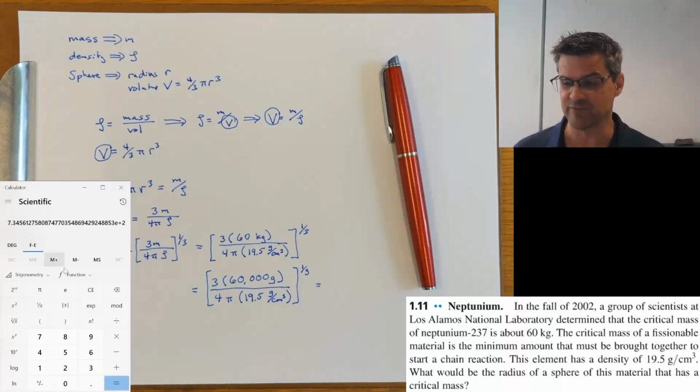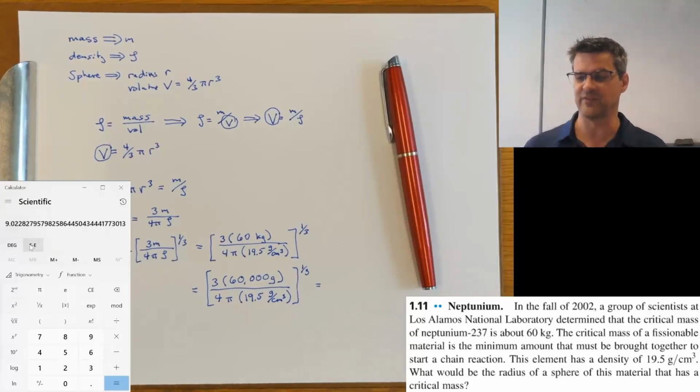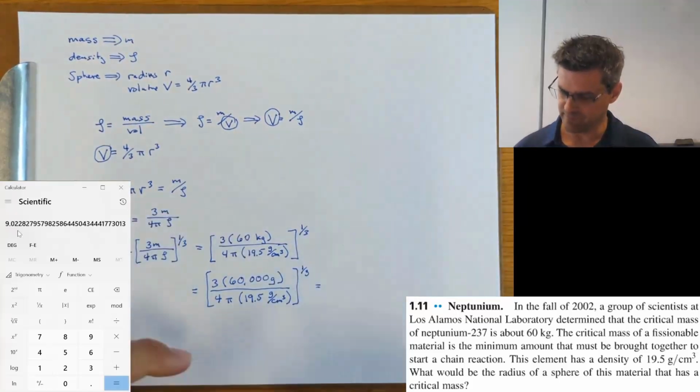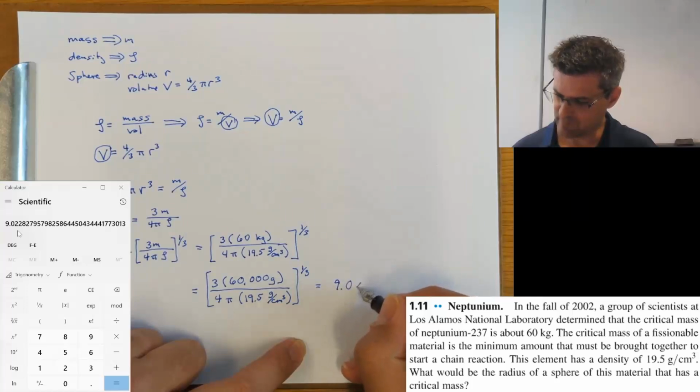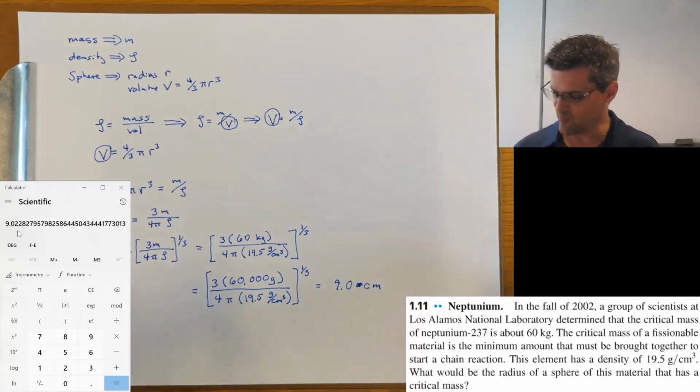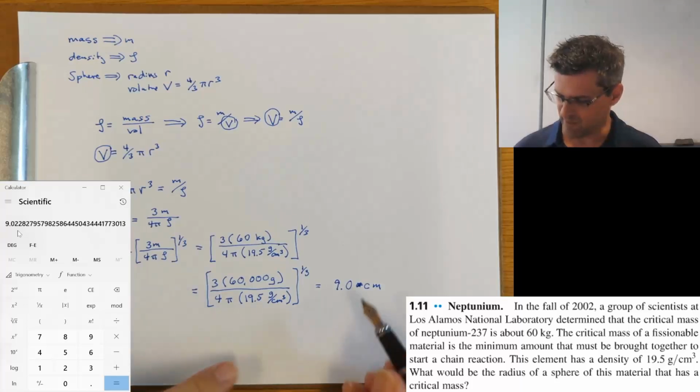But I do still have to take a cube root here. So we've got 9.022827. How many of these digits are we supposed to keep? I know my mass is at least one significant digit. Maybe we have two significant digits. Let's just say, for the sake of argument, we've got two significant digits. That 0 on the 60 is actually significant. And because of that, our answer has to be to two significant digits. What we have is 9.0. And that's it, 9.0 centimeters. That is the radius of the sphere that we are talking about.